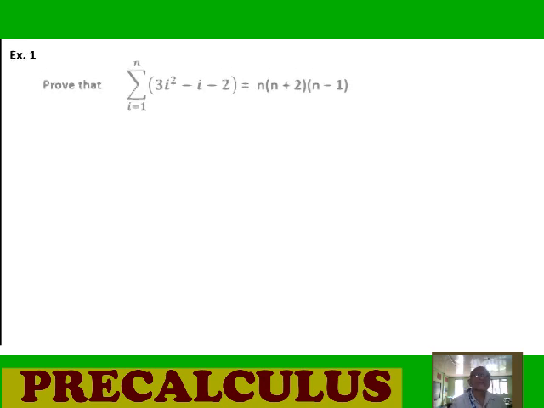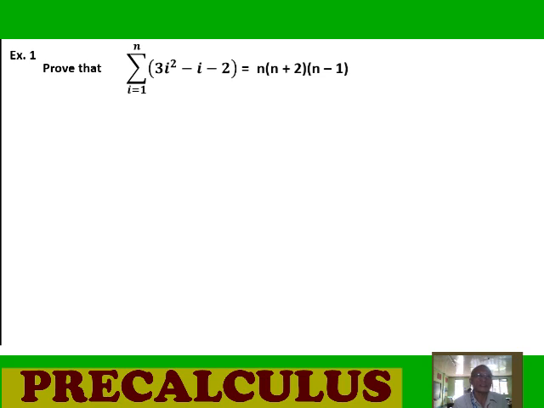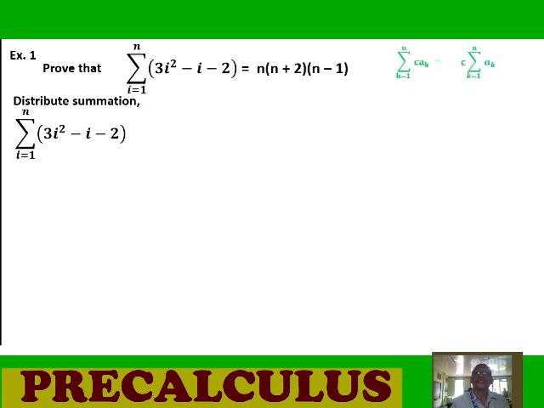Let us have some examples using the properties of sigma notation. Prove that summation of 3i squared minus i minus 2 as i starts from 1 to n is equal to n times quantity n plus 2 times n minus 1. Okay. Distribute the summation symbol to its terms, making use of the property that we have discussed a while ago, these three properties.